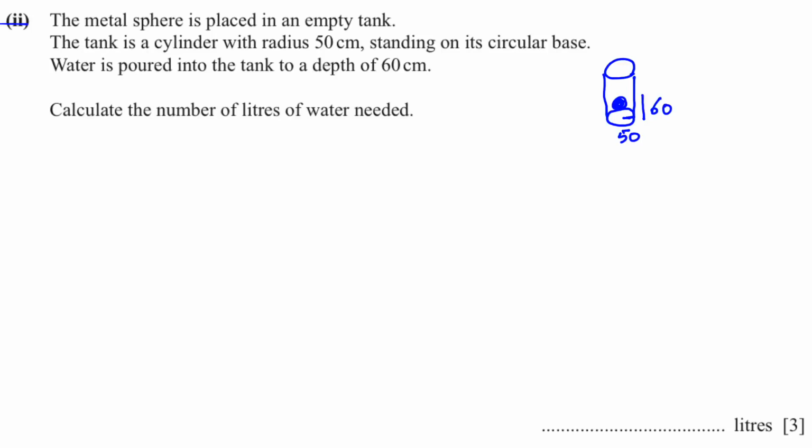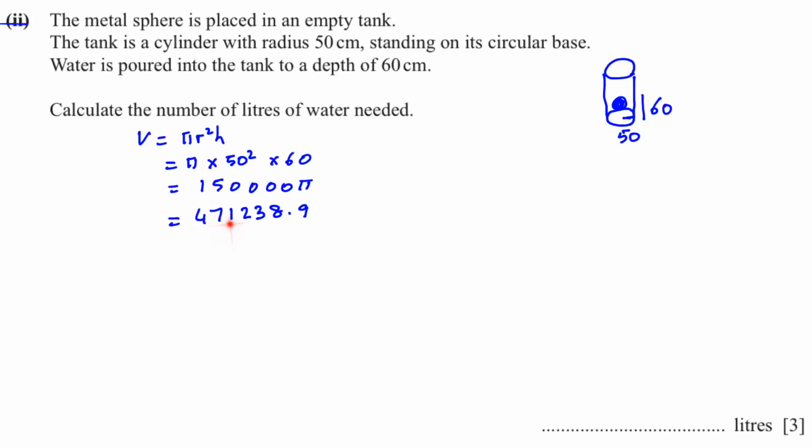We have to find the volume of the cylinder by using volume is equal to pi r square h. And we have got the r and we have got the h. So we will get pi times 50 square multiplied by 60. We'll get this answer, put it as a decimal. So you have got 471,238.9. This is the volume of the cylinder with this height.